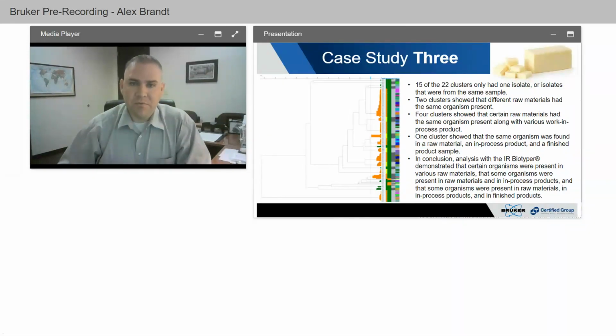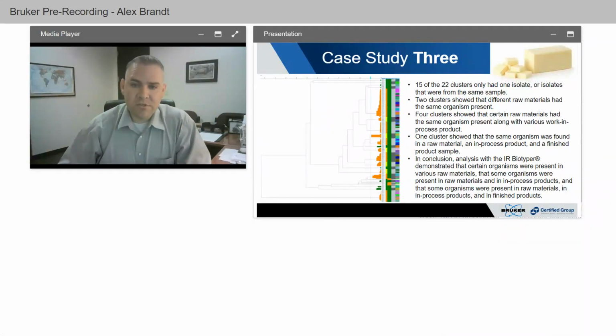15 of the 22 clusters that we got out of here had only 1 isolate, so there were some isolates in here that just were not linked to anything else. 2 clusters actually showed that different raw materials had the same organism present. And this wasn't too surprising because we had several different cheeses that were raw materials coming into this blended cheese product. So the fact that we had the same organism in 2 different raw materials was not too surprising.